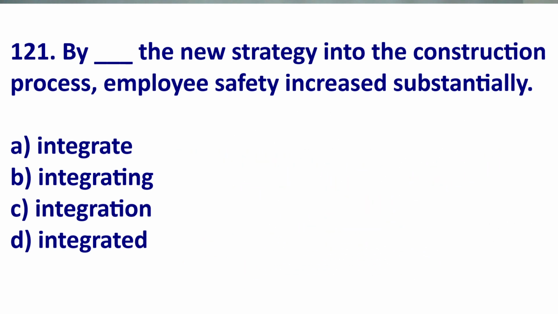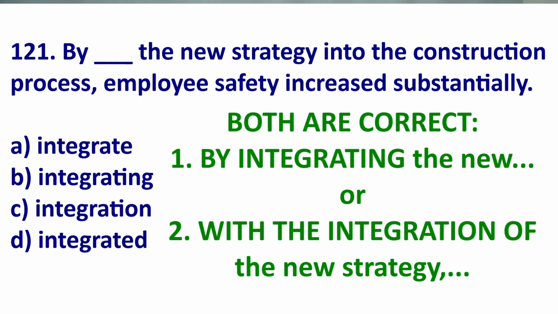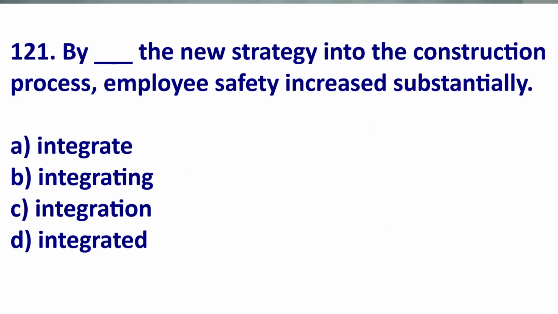So when we look at the TOEIC question, it starts with by, and what are we doing? We are integrating the new strategy. If you used integration, you would say with the integration of the new strategy. Okay, with the integration of the new strategy, by integrating the new strategy. So by plus verb ing, with plus noun, here telling us how.